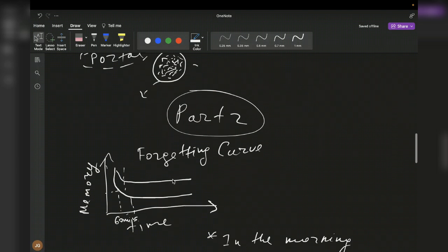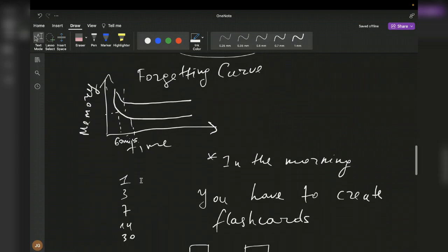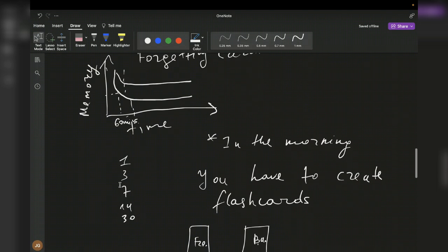So how do we solve it? You have to review the words at some intervals. The interval that I like to use is called 1, 3, 7, 14, 30. So try to review the words or the set of words you learned after 1 day, after 3 days, after 7 days, after 14 days, and after 30 days. Ideally, you have to review them in the morning. So one day after you learn the new word, in the morning, remember to review it. After 3 days, after 7, and so on.